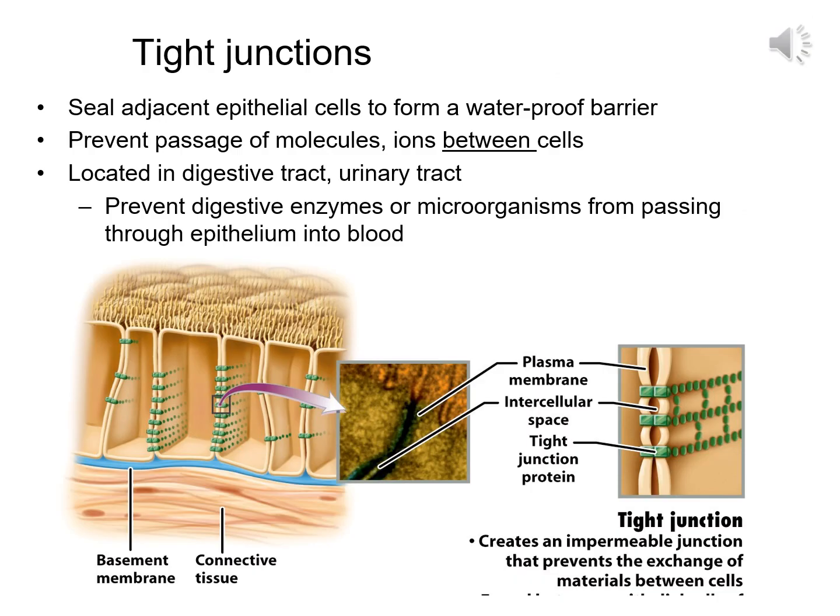Tight junctions are seen between cells where we need to make sure there's absolutely no leakage. In essence, a waterproof barrier. This would be really important in your stomach. Think about all that gastric juice, that pH of 2. We don't want it to leak between the cells, so tight junctions put those cells incredibly connected in such a way that nothing can sneak through. So you'll see this predominantly in our digestive tract and even our urinary tract.